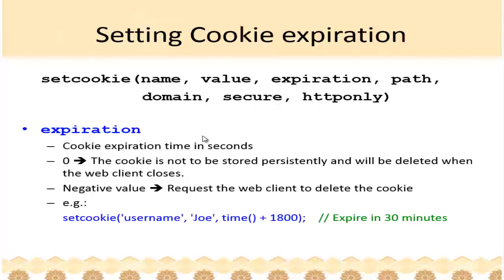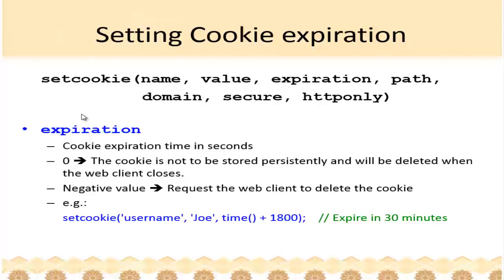Now, a few things about the expiration. If the value of the expiration is 0, that means you are telling the browser not to store it in a persistent storage device. In other words, you are telling the browser not to save this cookie to the hard disk, but keep it in memory, so that when the browser is closed, the cookie also gets automatically destroyed. So the cookie has to be destroyed when the browser is closed.